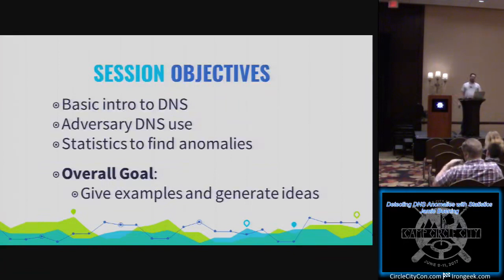Objectives today: real briefly run through DNS and how it works, just so we can tie it into why it's important and why we want to find anomalies in it. A quick slide on adversary DNS use, so how they could use it and why we would be interested in identifying their use of it. And then walk through a couple examples on actually using some statistical programming to find anomalies within this data set I have. And overall, hopefully, get those examples to you and maybe generate some ideas that you can take back and use with your own data.